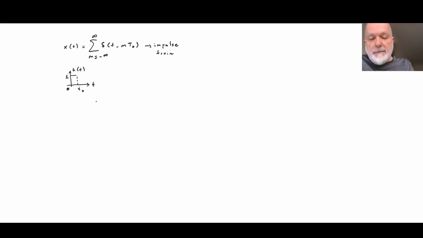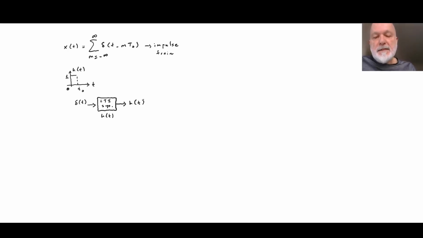Now we know that by the definition of the impulse response, if our input is an impulse, this is our LTI system, the output is the impulse response, h of t.